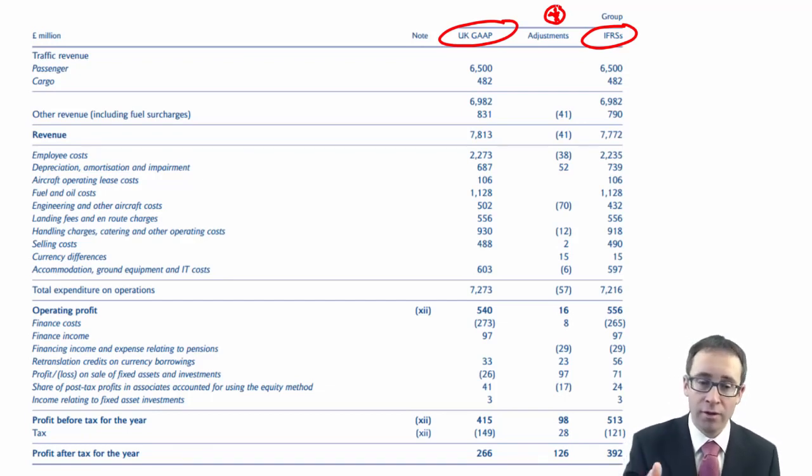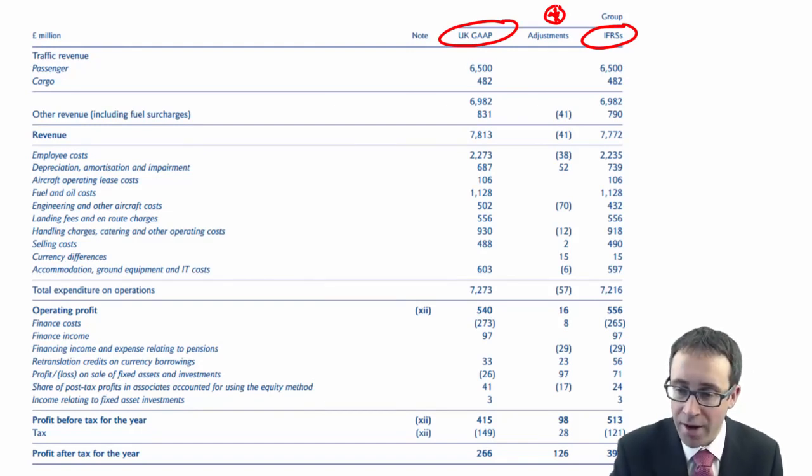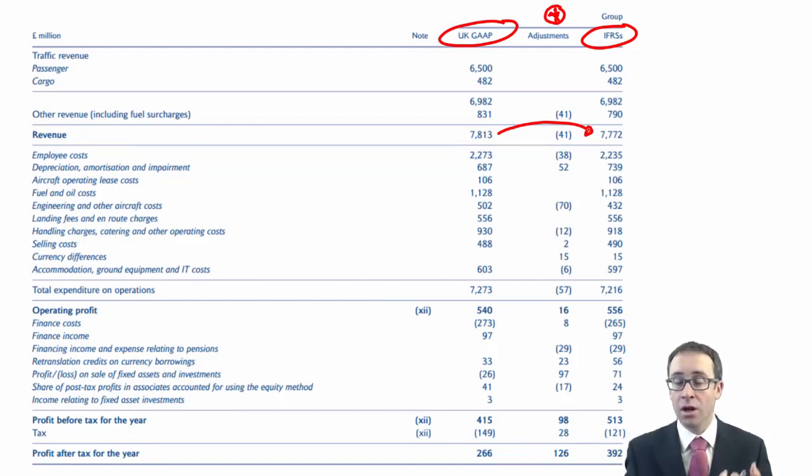So if you look at the first figures there, you're talking about your revenue, and we would have had 7813, but our revenue is much lower under IFRSs. So when they've gone through and adopted IFRSs, which would have been IAS 18 at the time that was in place, not IFRS 15 that is currently in place, the revenue reduced by £41 million.